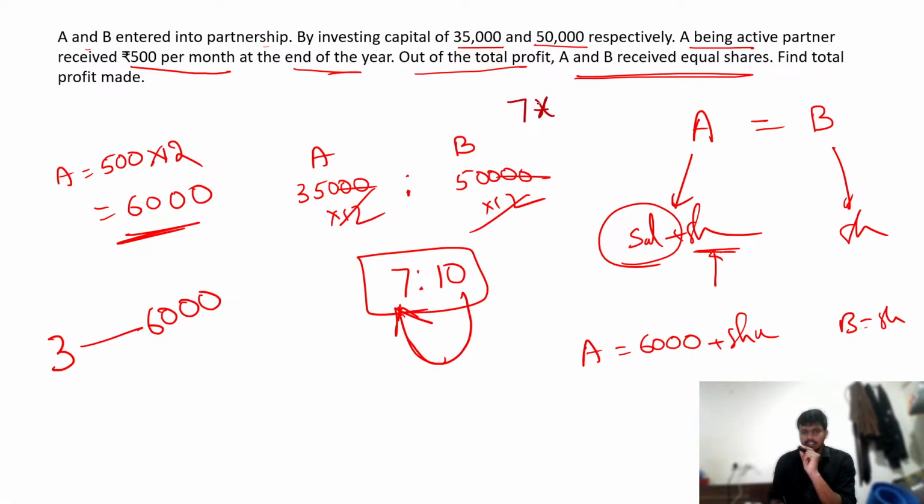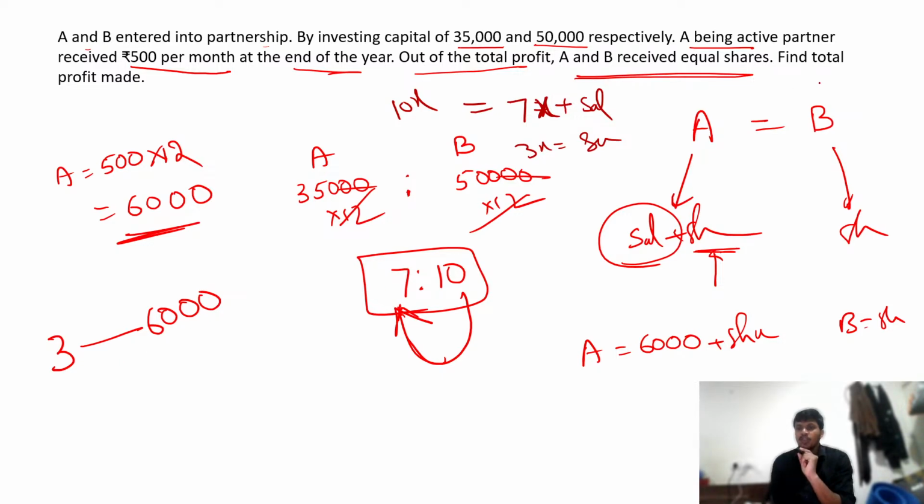That means let us take A's share as 7x, and B is going to get 10x. So A is going to get 7x plus salary, that is equal to 10x. That means 3x value is equal to salary. In our case, 3x equals 6,000. So A's 3 units value equals 6,000.